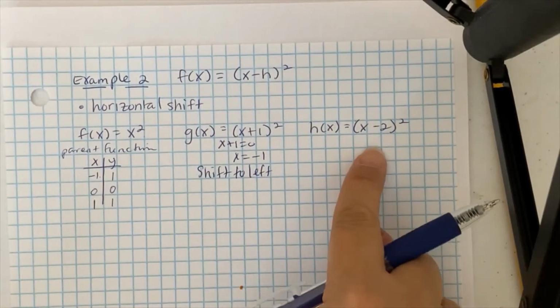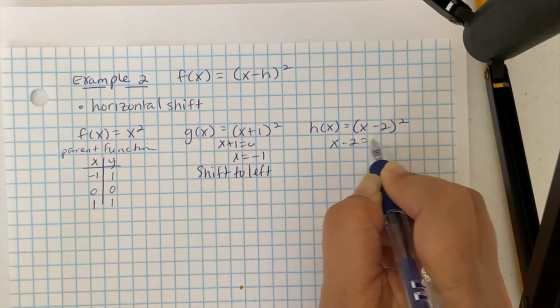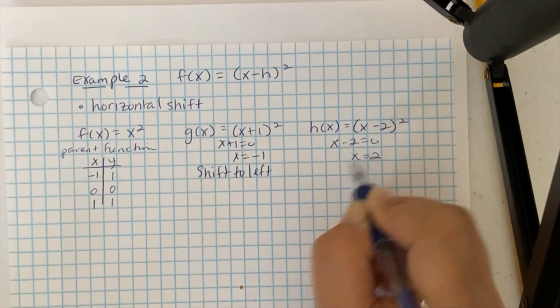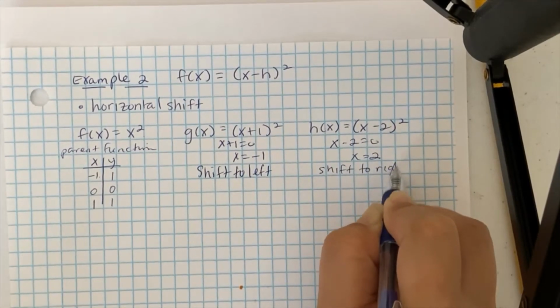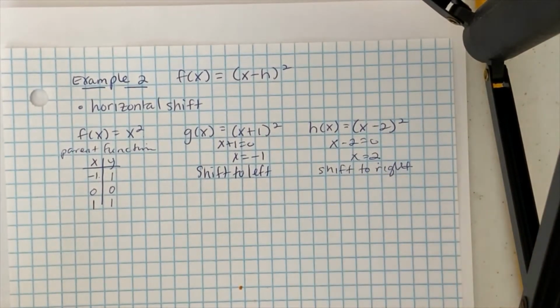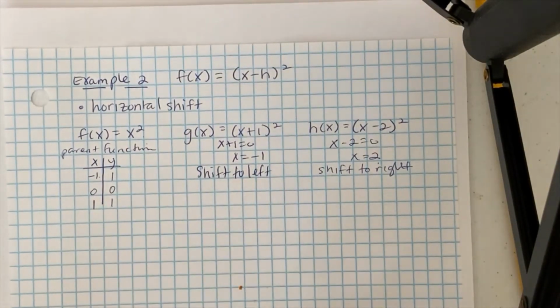We do it on this one, it says x minus 2 squared, so I'm going to do x minus 2 and set it equal to 0. So x is equal to 2, which means we're going to shift to the right. So now since I know what is going to happen with our graph, we're going to graph our parent function again.